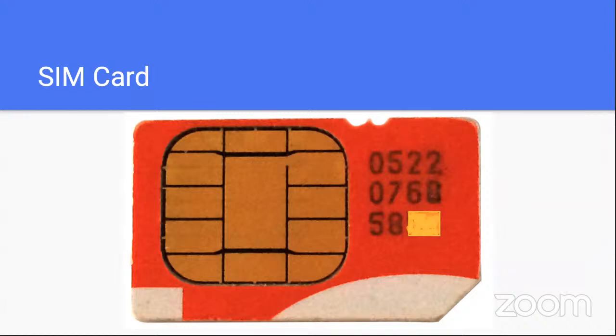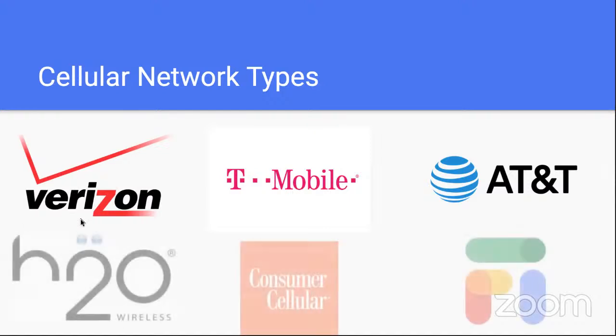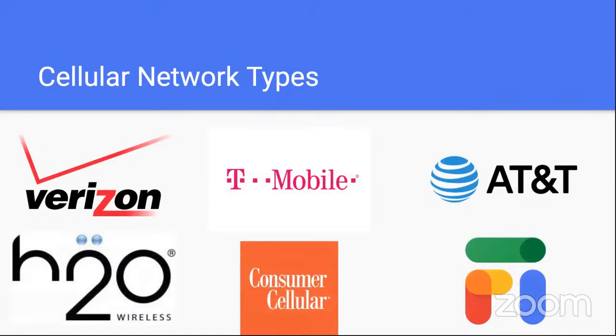Now on to the different cellular network types. A mobile network operator owns and operates their network, like these guys. A mobile virtual network operator does not own their own network, but operates on the backs of the above.